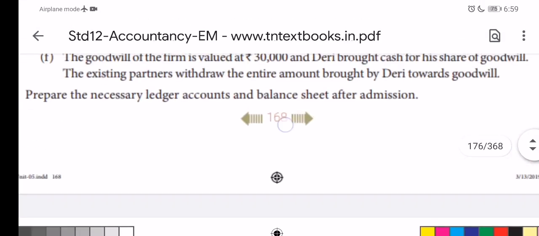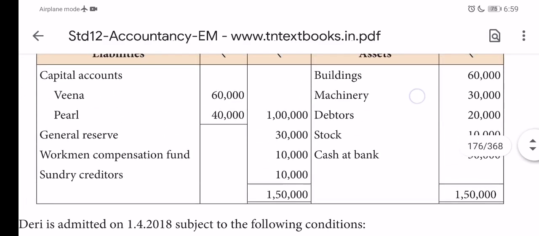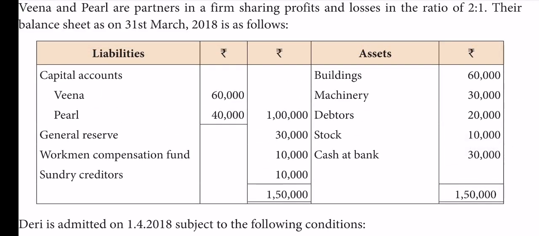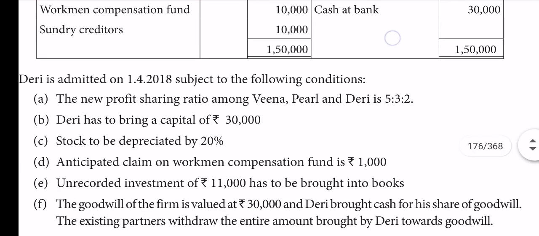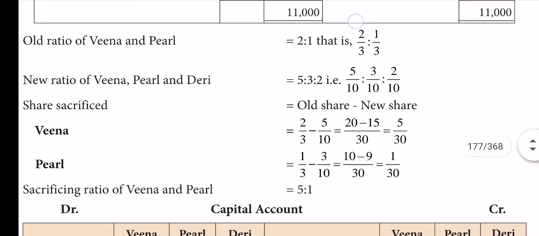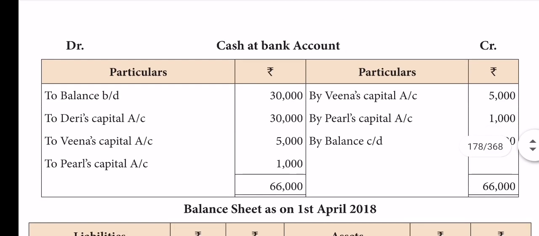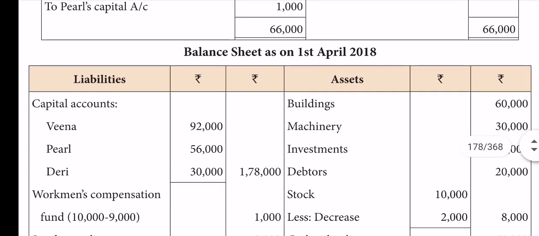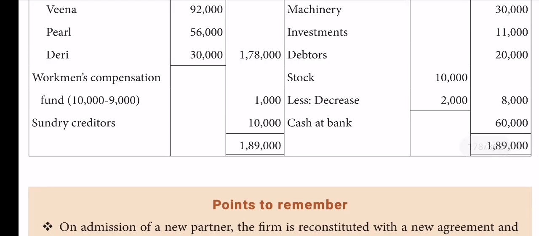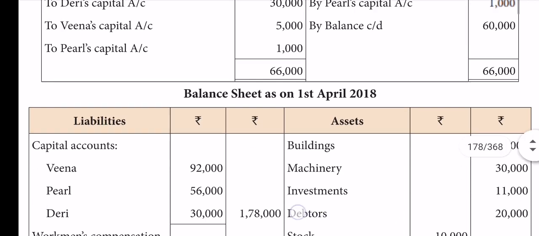Proceed with the same old balance sheet, which begins with capital. Then the general reserve, then the workmen's compensation fund. Next, syndicates 10,000, keep in mind. The capital accounts we got are 92, 56, 30. Adding these three, transfer to outer column 178. Workmen's compensation fund, as per the adjustment, they want to keep only 1,000. Similarly creditors 10,000. So the liability items are all posted neatly.